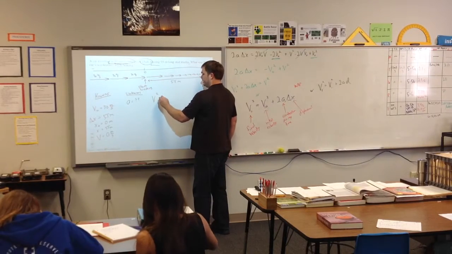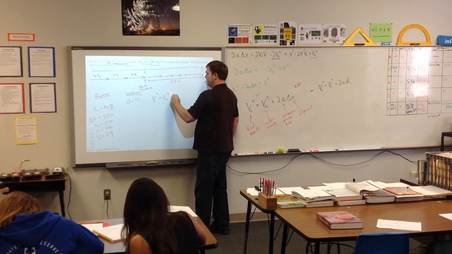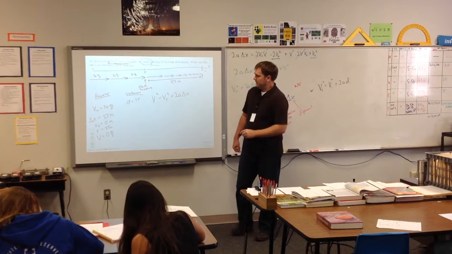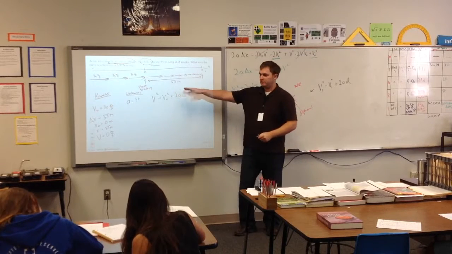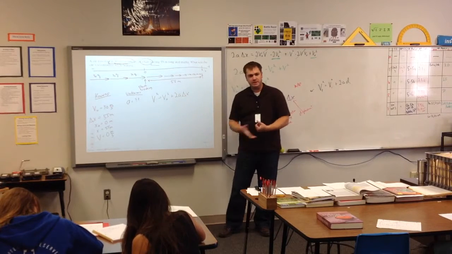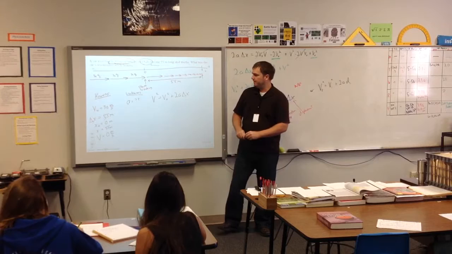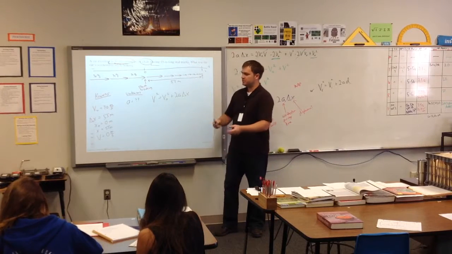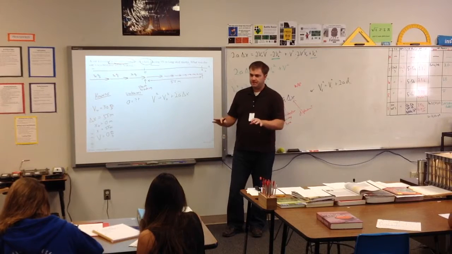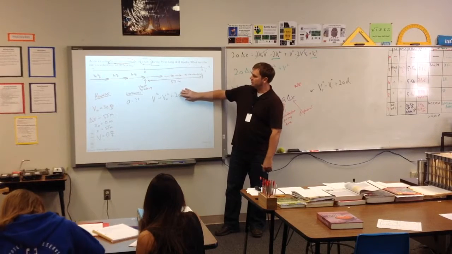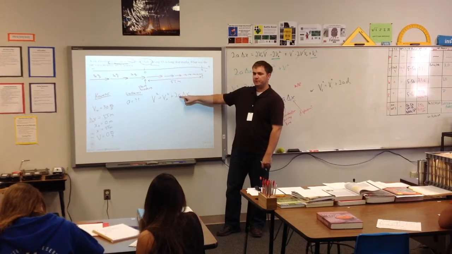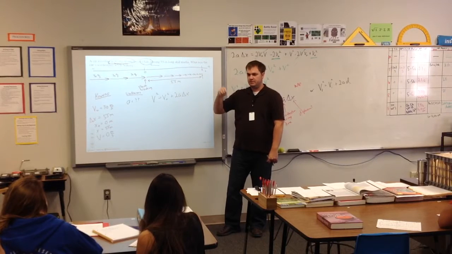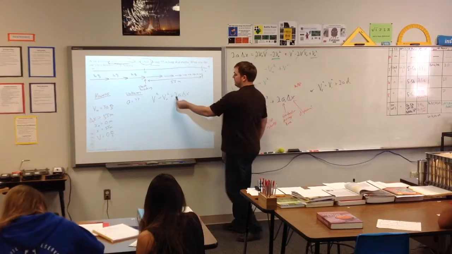v squared equals v naught squared plus 2a delta x. And we obviously need to solve for a. Now, once again, as I mentioned a week or two ago, don't make the mistake at this point of plugging in the numbers and then trying to do all the math. Instead, solve this equation for your variable. Then you can just do everything in the calculator. So let's go ahead and do that.